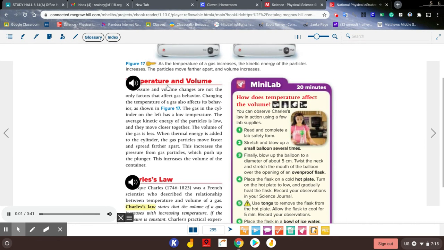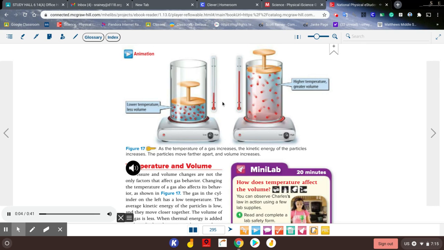Temperature and volume. Pressure and volume changes are not the only factors that affect gas behavior. Changing the temperature of a gas also affects its behavior, as shown in Figure 17. The gas in the cylinder on the left has a low temperature. The average kinetic energy of the particles is low, and they move closer together. The volume of the gas is less.